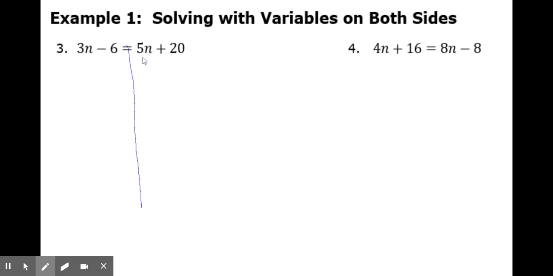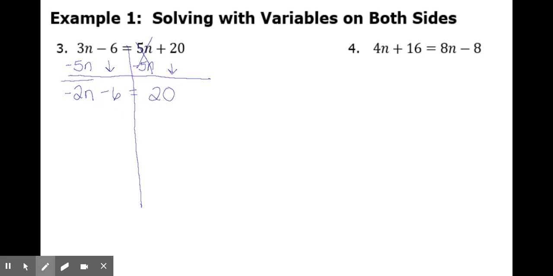I see variables on both sides. I see a 3n and a 5n. I need to move one of those. So the opposite of a positive 5n is to subtract 5n from both sides. This will move my variable to the left. 3n minus 5n makes negative 2n. I drop down the negative 6 equals, I drop down the positive 20.